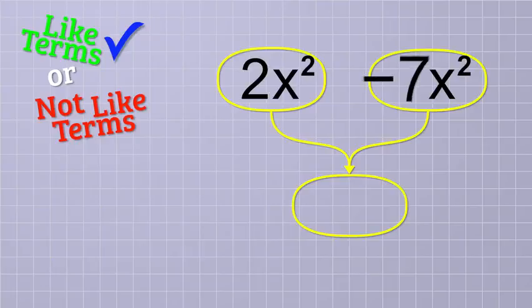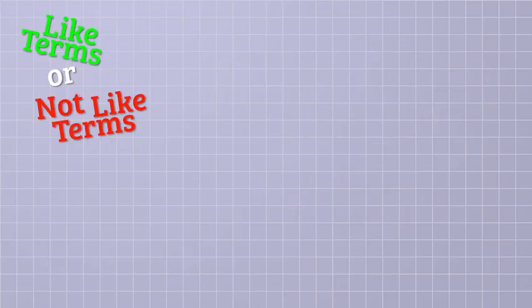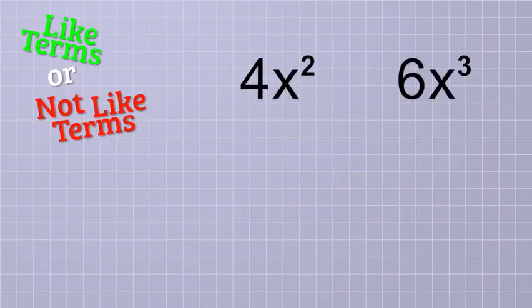Notice that one of the terms is negative, so when we add the number parts, we'll end up with negative 5. So these combine to negative 5x squared. Our next pair of terms is 4x squared and 6x cubed. Are these like terms? Nope. Even though the variable is x in both cases, the exponents are different. So the variable parts are not the same.